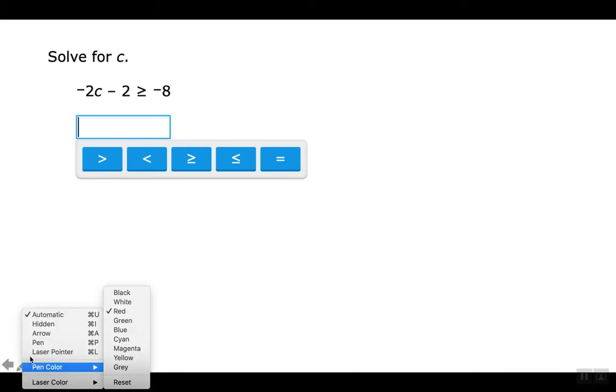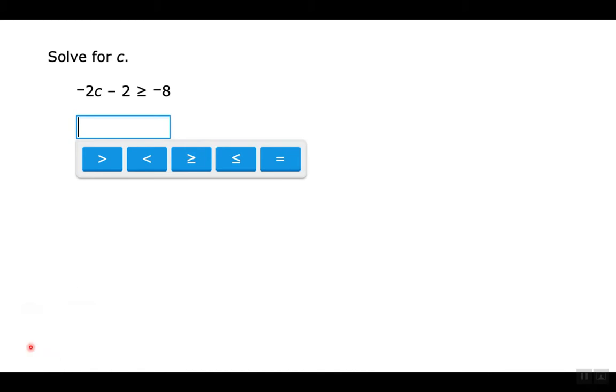You're going to see that most of these examples look the same. So in math, one of the main things you got to do is recognize the pattern and recognize what to do, because you're going to be doing the same thing every time. Okay, so now we have this problem right here. Negative 2c minus 2 is greater than or equal to negative 8. My goal is to get the c by itself.